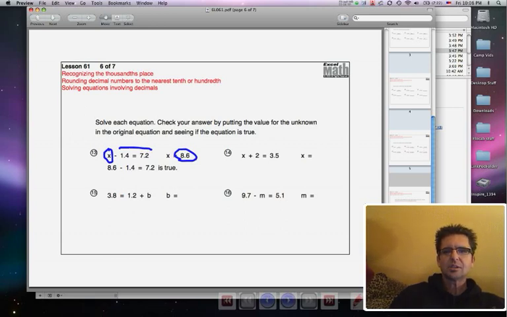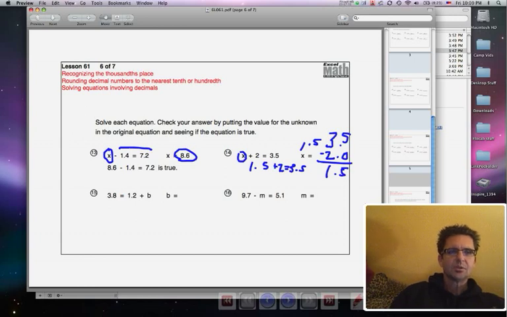Okay, try 14 through 16, pause the video and turn it back on when you're ready to see the answer. Number 14, some number plus 2 is equal to 3.5. Well, this number has to be a little bit smaller in order to add it to 2 and make it 3.5. So the way that I'm going to get that is do 3.5 minus 2.0, which is 1.5. So x is equal to 1.5, and we can test that by saying, does 1.5 plus 2 equal 3.5? And of course the answer is yes.